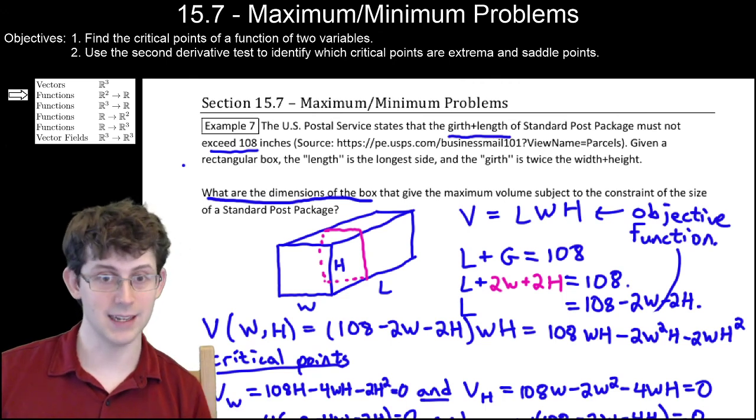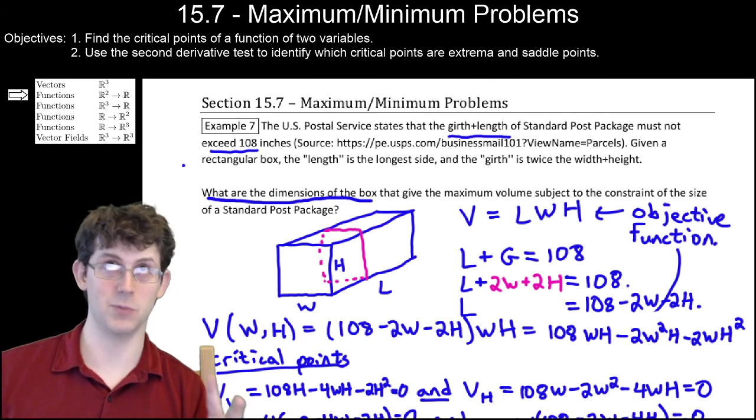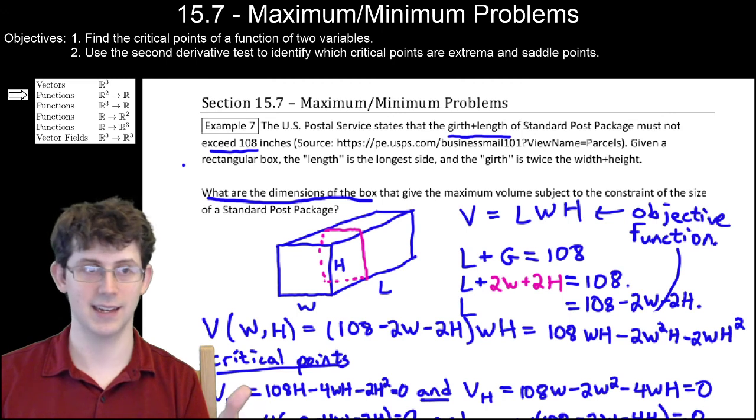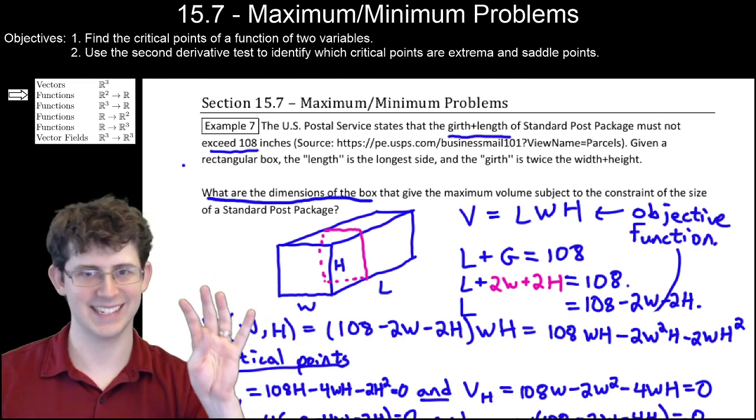In 15.8, we'll figure out how to do these maximum and minimum problems without finding critical points. The cost will be that we'll have to do more algebra, but we'll do less calculus. 15.8 is super awesome. Well, you'll see.